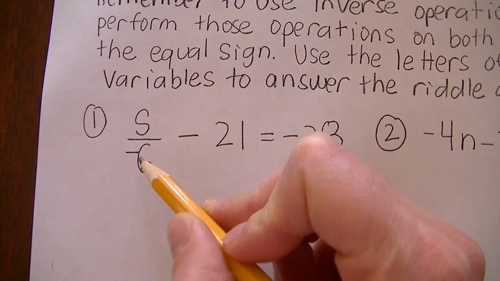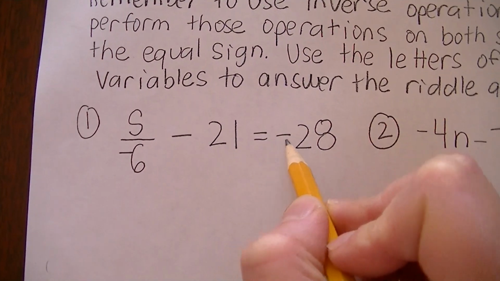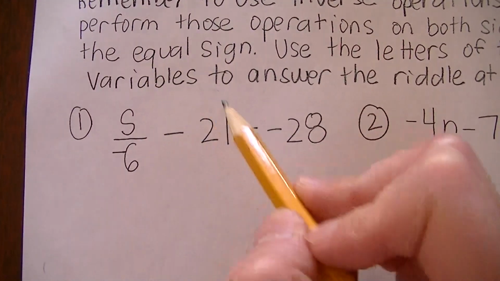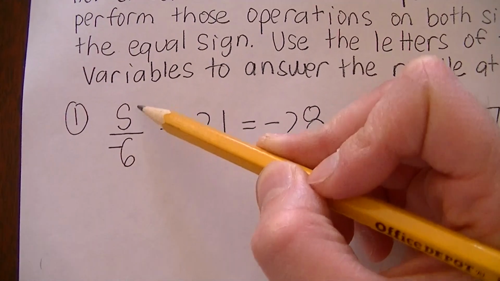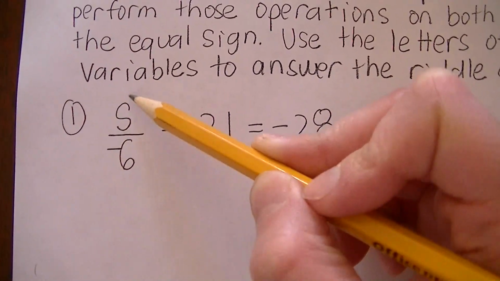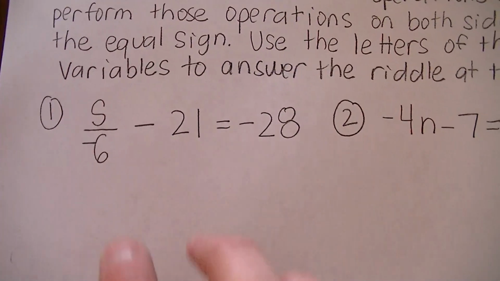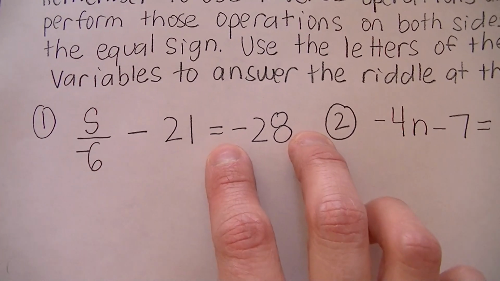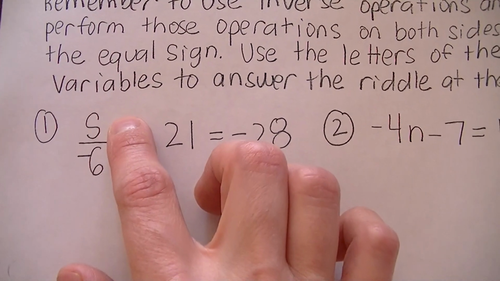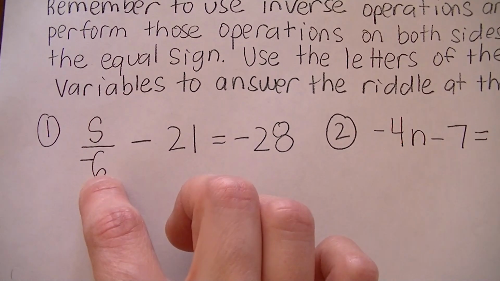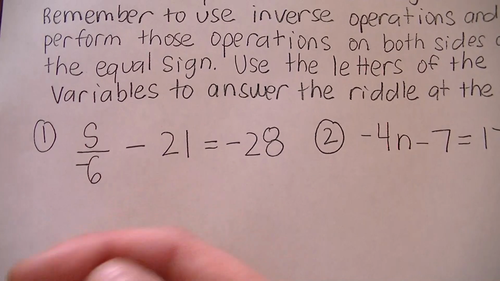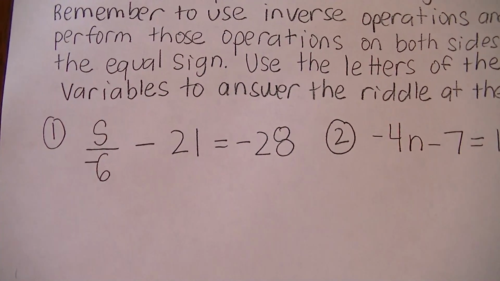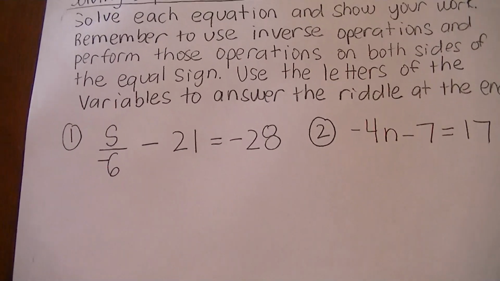So this says s divided by -6 minus 21 is equal to -28. So our job when we're solving equations is to figure out what the value is of this variable right here that would make this side equal -28 because this side equals -28. So some number that we need to figure out divided by -6, then you take that value and subtract 21, it's going to equal -28. And our job is to find out what that value is.